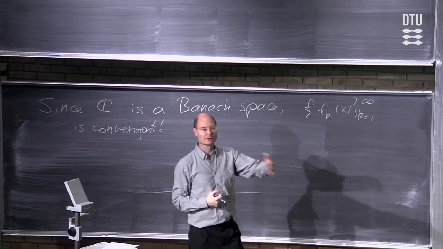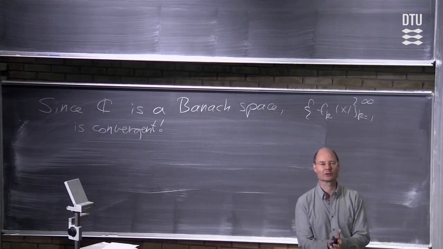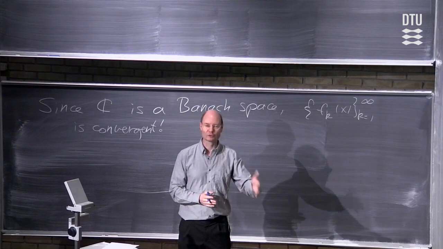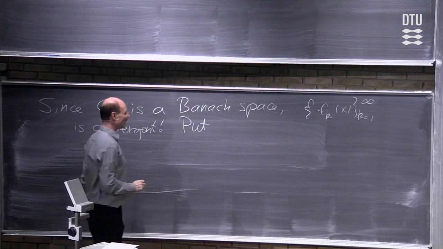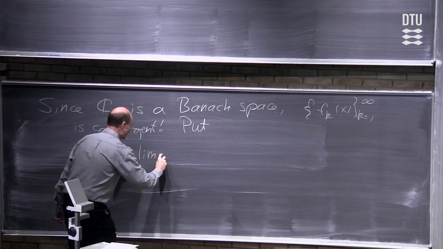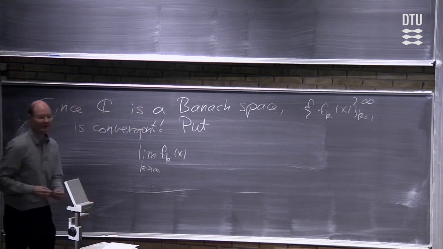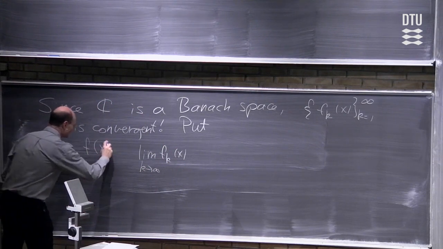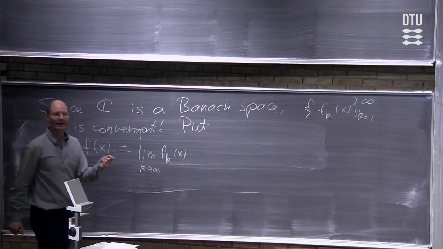That means we can write down some limit. And since we are looking for a function that our sequence converges to, it is very natural to guess that this limit for the sequence we're looking at should be exactly the one we're looking for. So what we'll do is to write down the limit of f_k(x) for k going to infinity. Now we know this exists. We just need to find a name for it, and the natural name would be to say this is f(x).